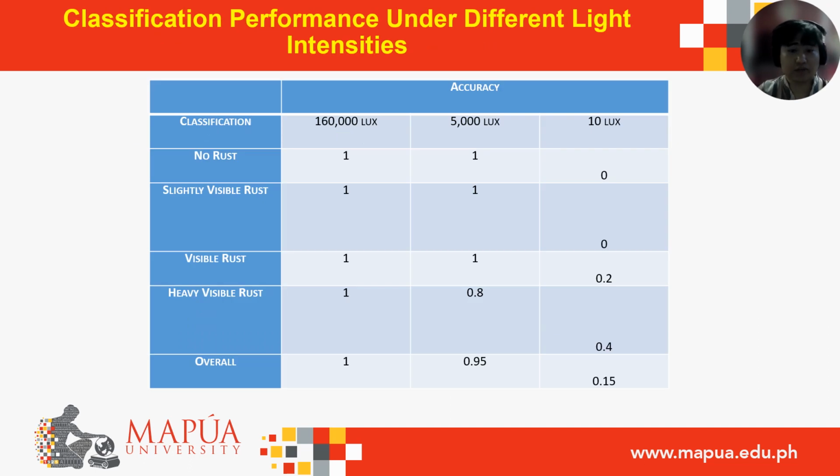And here it shows the accuracy of how many times the rust classifier correctly predicted the classification of the trial images under different light intensities under 5 trials. A value of 1 tells that the rust classifier correctly predicted the trial images to their actual known classification 5 times out of 5. And it can be observed that the classification result for each rust category is better and more consistent when the light intensity reaches 160,000 lux.